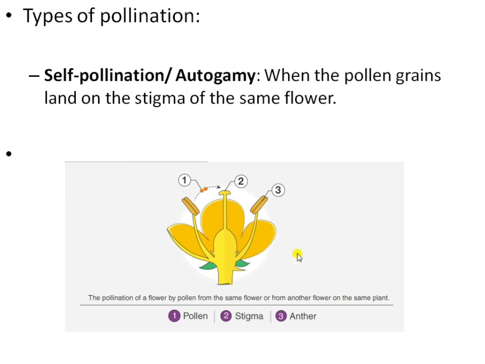It occurs when the pollen grains present on the anther land on the stigma of the same flower. It generally doesn't require any external agency. So self-pollination is when the pollen of a flower lands on the stigma of the same flower, or we can say autogamy.